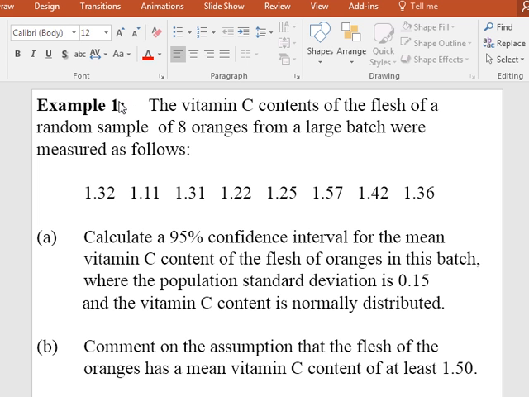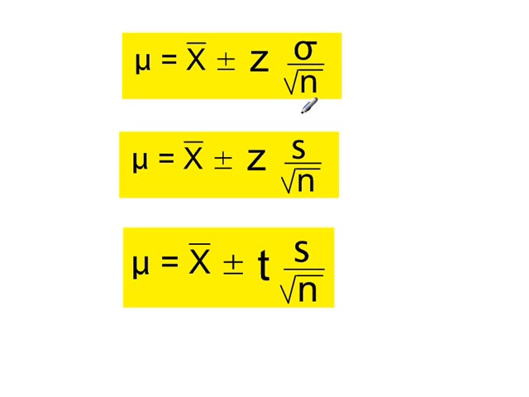In this example, we have a random sample of 8, and here are the sample values. We're looking for a 95% confidence interval. The population standard deviation, sigma, is given. It's 0.15. The population is normally distributed. So from these three options, because the population standard deviation is given, and we know the population is normally distributed, we're going to use this formula.